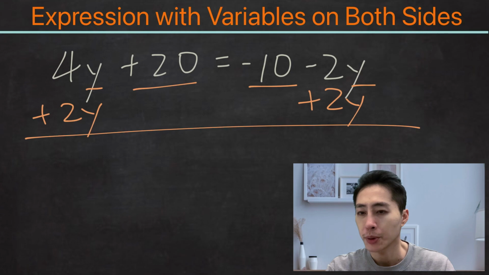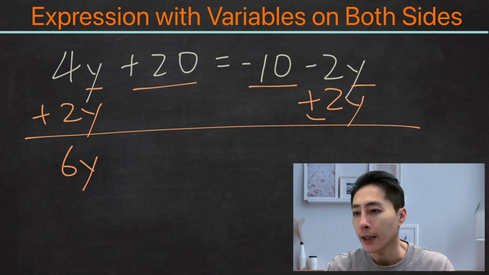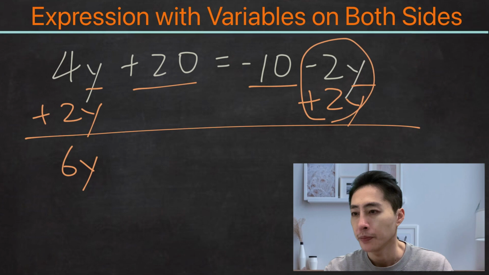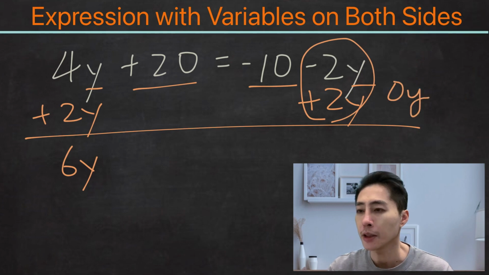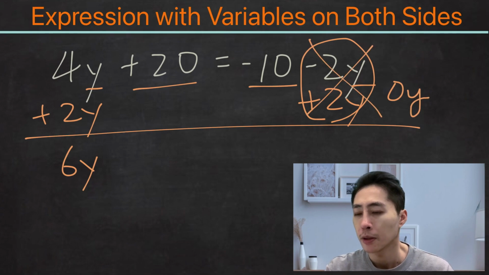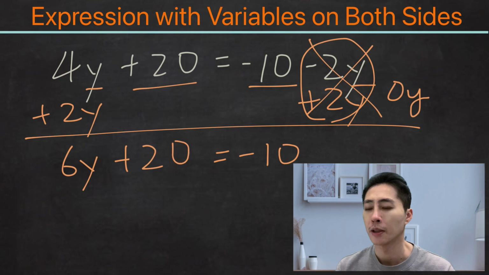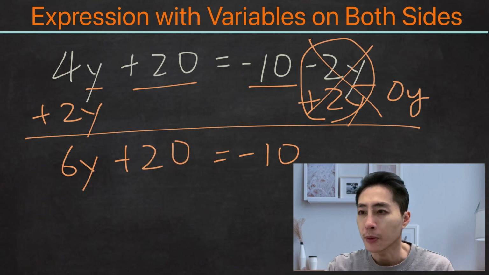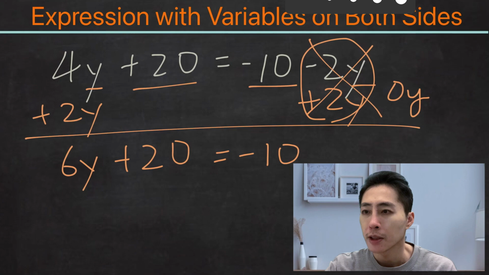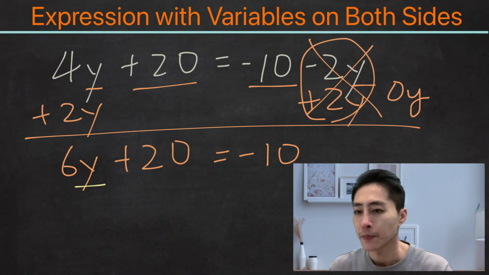So 4y plus 2y is 6y. And since we have a -2y and we're adding a +2y, this becomes 0y. Anything multiplied by 0 is 0, so then this is gone. We bring down the -10, and then we bring down the +20 here. And now we can see that we only have y on one side, which is exactly what we wanted.